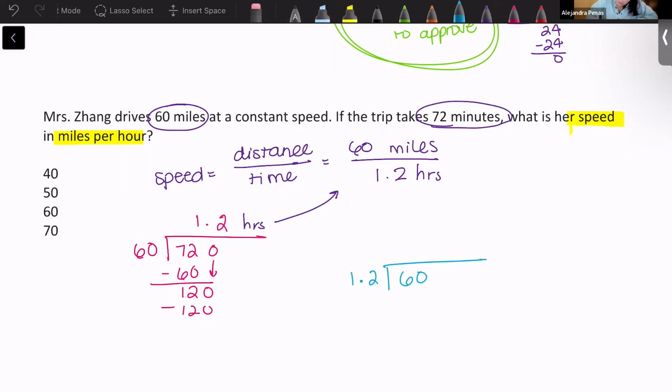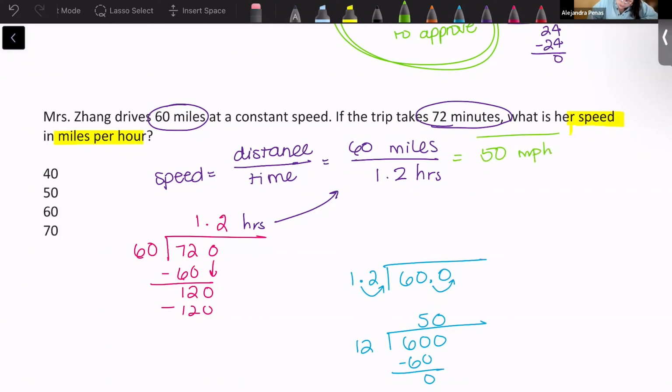I'm going to move the decimal 1 to the right so that I can have a whole number on the outside. So instead of 1.2, now I have 12. And on the inside, we would do the same thing. We would move that 1 to the right, fill that in with a 0, so we would now have 600. 12 fits in 60 5 times, and we got one more 0 to go. So the final speed is going to be 50 miles per hour.